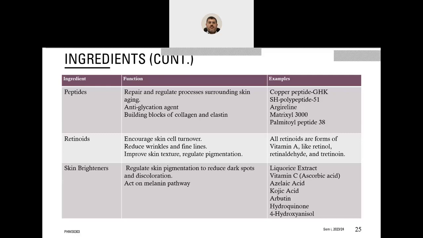Retinoids, which are mainly vitamin A derivatives, like retinol, retinaldehyde, and tretinoin, encourage skin cell turnover. Okay, and when we say turnover, it means replacement of old cells with new cells. So you know the life cycle of the epidermis of the skin, that you have cells that will die, form keratin, and then be replaced by new cells. So this one encourages skin cell turnover. And this will also give the skin a fresh appearance, looking like fresh skin, a nice, young appearance. The person using it will look younger. And it reduces wrinkles and fine lines, improves skin texture, and regulates pigmentation.